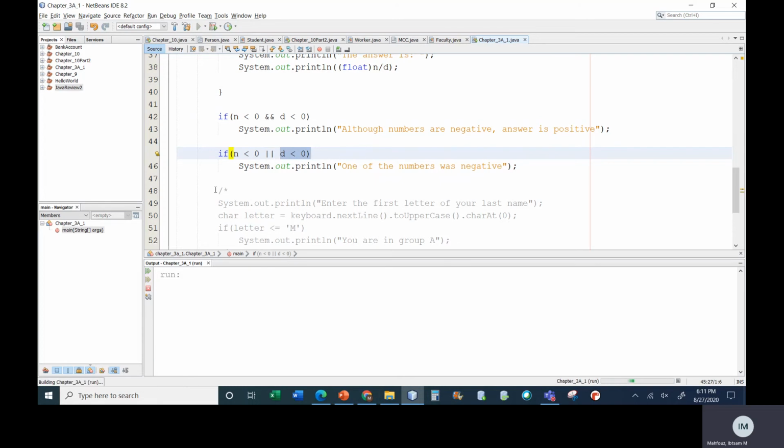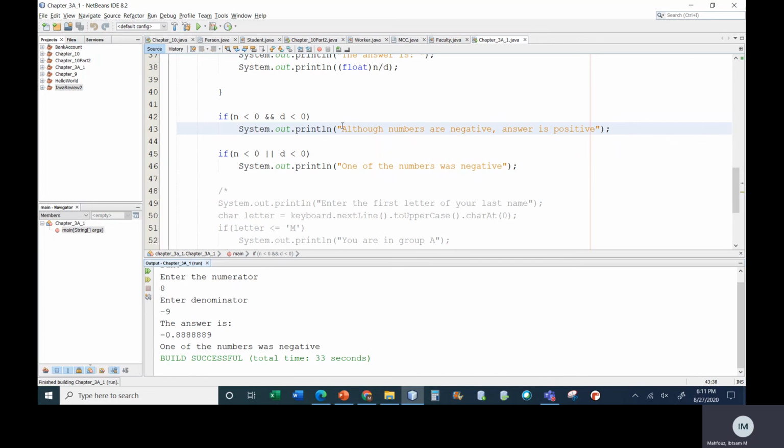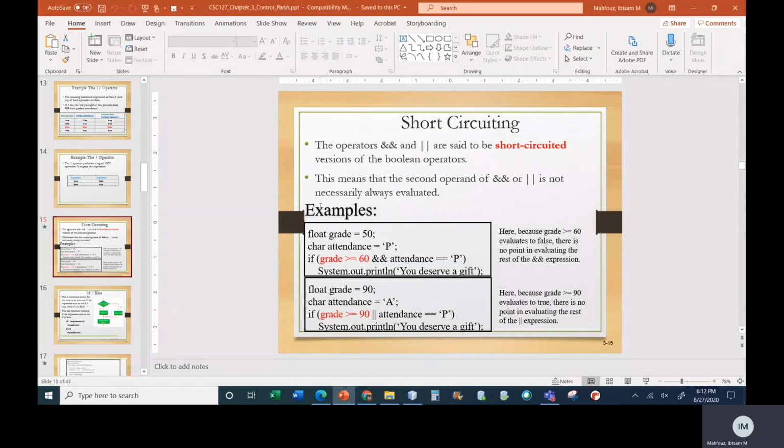Now the opposite, with an and. If I say the numerator is 8, is 8 less than 0? The answer is no. So if n is not less than 0, there is no way for this expression to be true, because this is an and statement, and with an and, all the parts have to be true. I already have a false. It doesn't really matter what d is. There is no way this statement is going to get executed. So no matter what I put for the denominator, I am not going to get the "although numbers are negative" message. That is what short circuiting is.